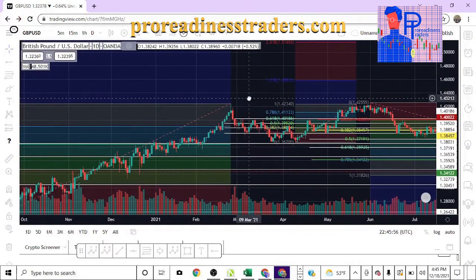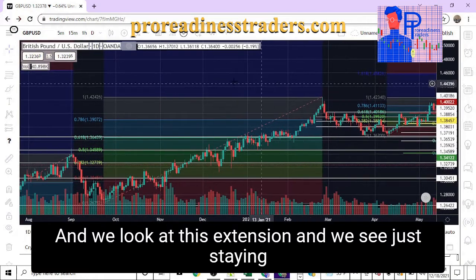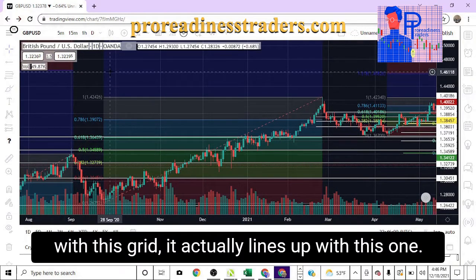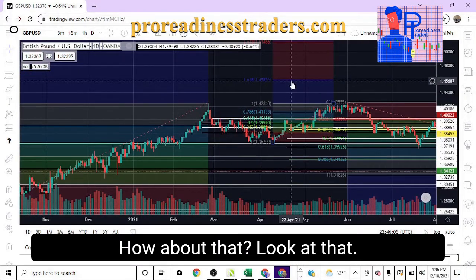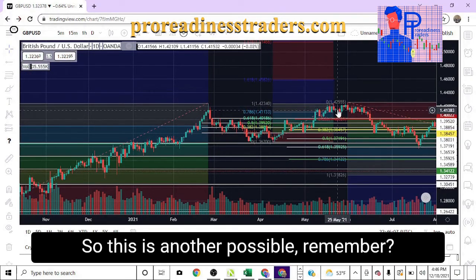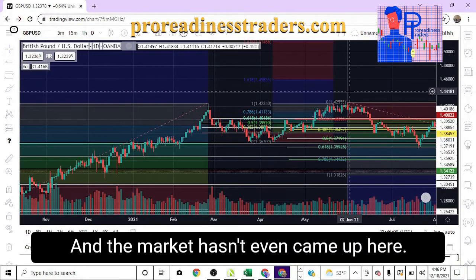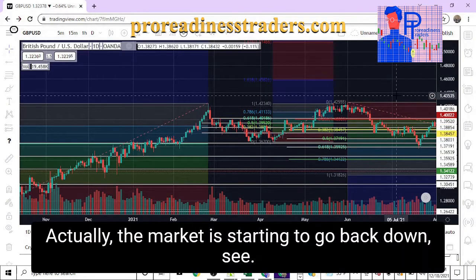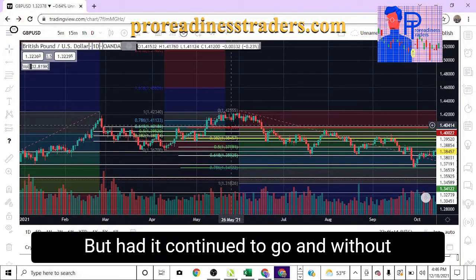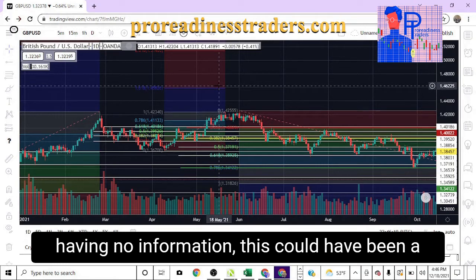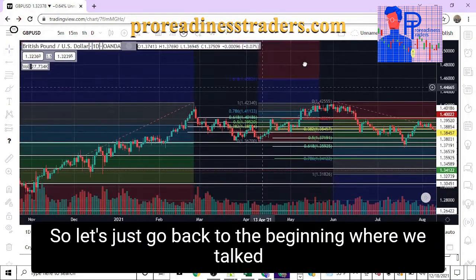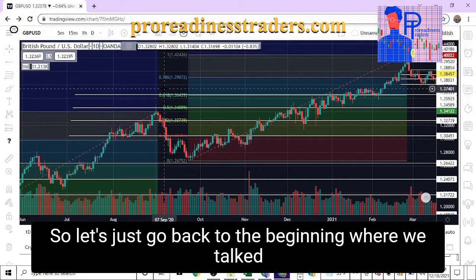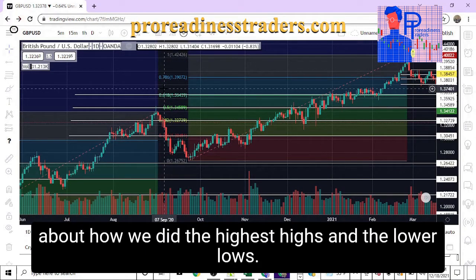And we look at this extension, just staying with this grid, and it actually lines up with this one. How about that? Look at that. See that? So this is another possible, remember, and the market hasn't even come up here yet. Actually, the market is starting to go back down. See? But had it continued to go, and without having any information, this could have been a possible reversal right here as well. Okay?